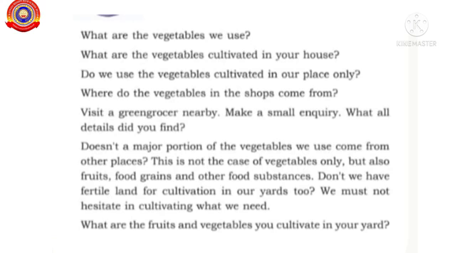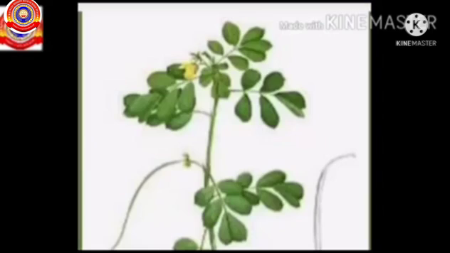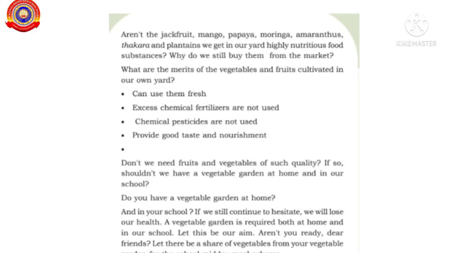So children, say what are the fruits and vegetables that we can cultivate in our yard? Yes, we can cultivate jackfruit, mango, papaya, moringa, amaranthus, plantains, tagara, etc. in our yard. My dear children, do you know what is tagara? It's a medicinal plant. All the food substances mentioned here are highly nutritious, and we can cultivate these food substances in our yard. Okay, my dears, have you understood?